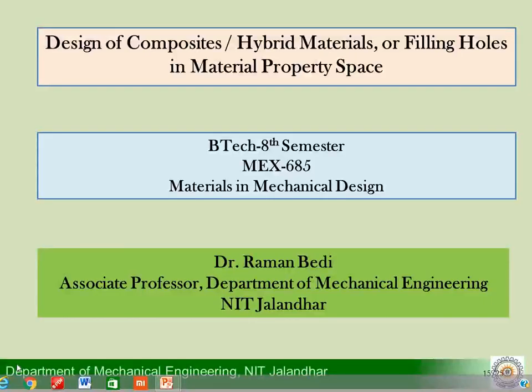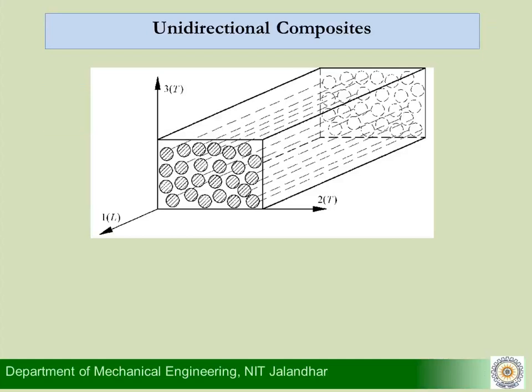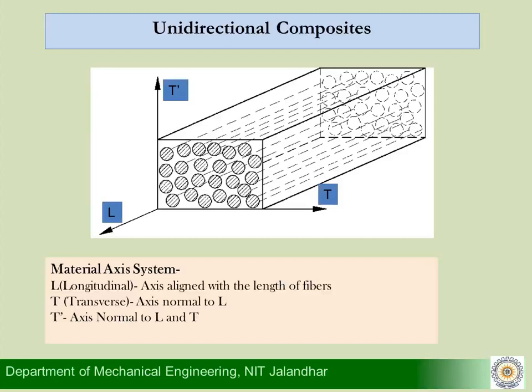Yes, welcome back to this course on materials and mechanical design. In our last class, we referred to the description of unidirectional composites. We have seen how we can identify the material axis in a unidirectional composite. The direction along the fiber's length is referred to as the longitudinal direction L, and the direction across the fiber is referred to as the transverse direction T, and then we have the T prime direction, which is perpendicular to both L and T.